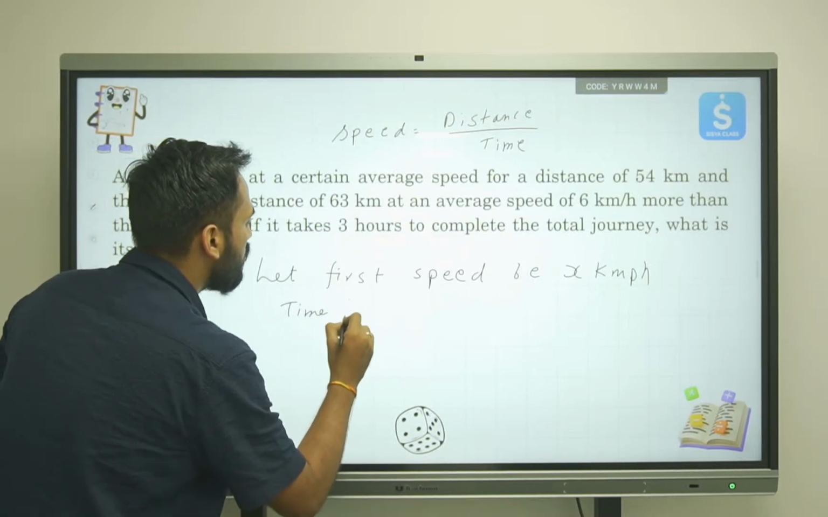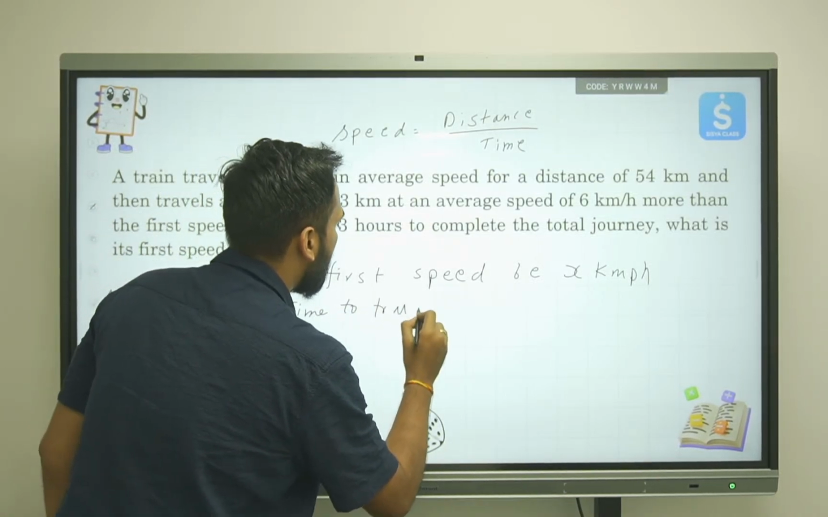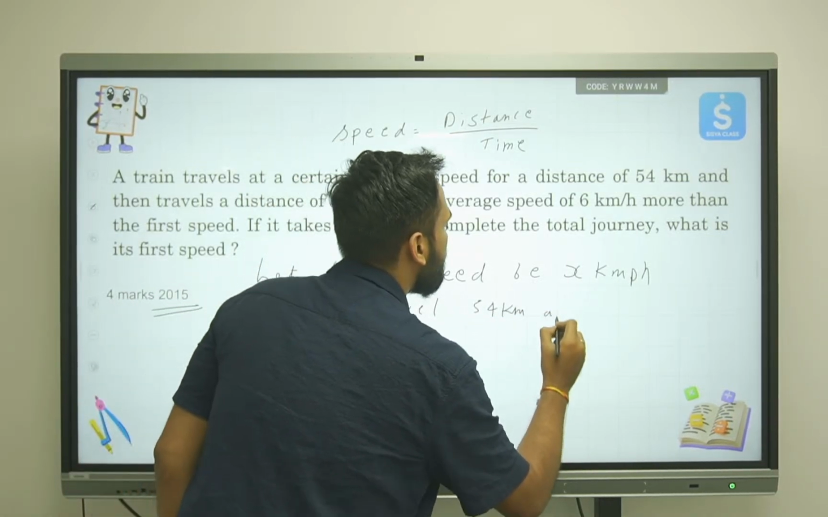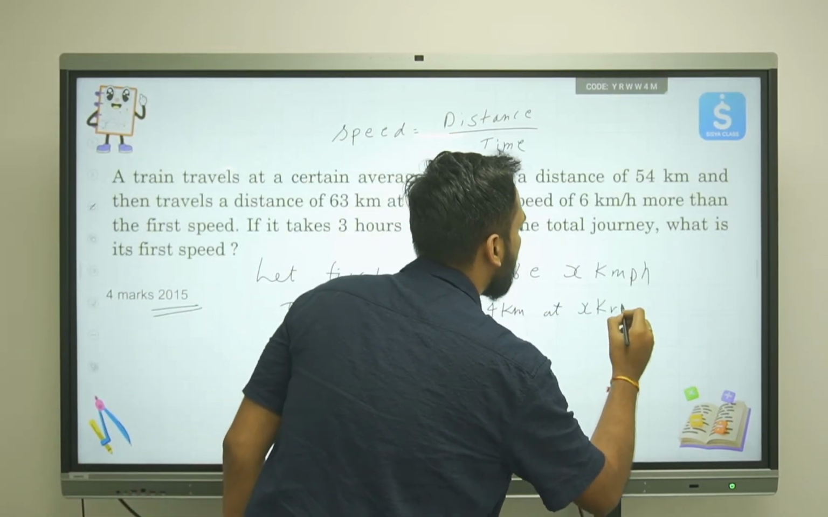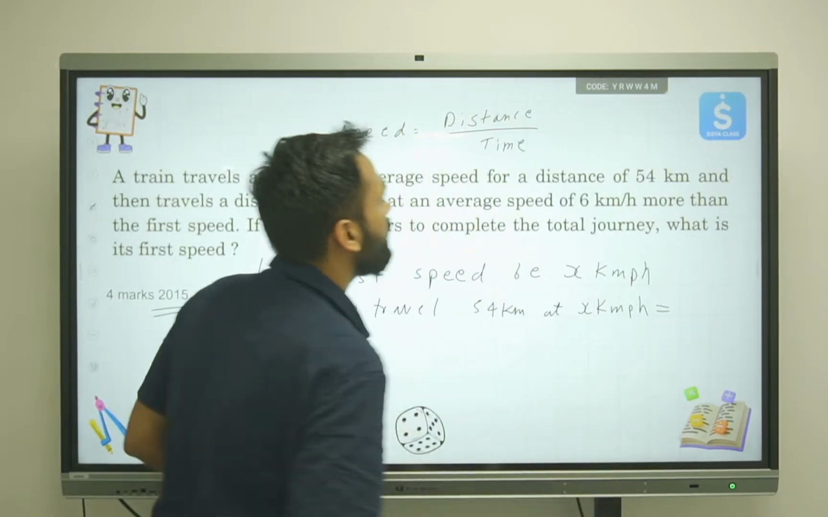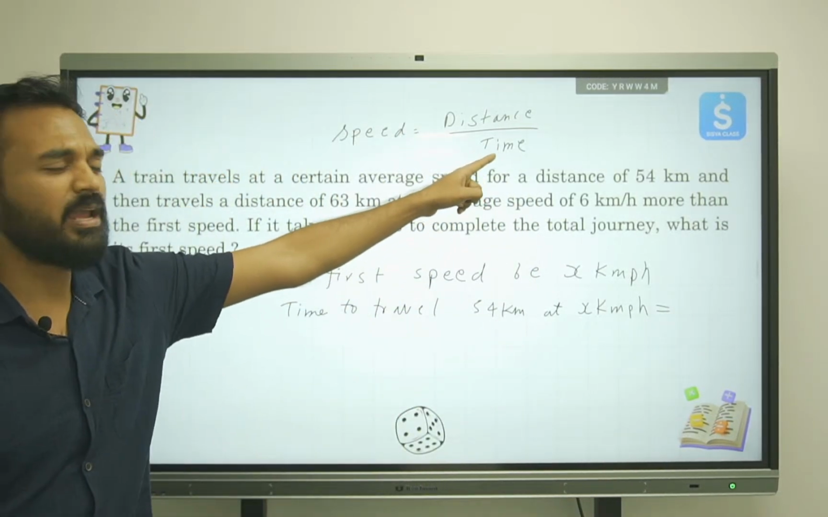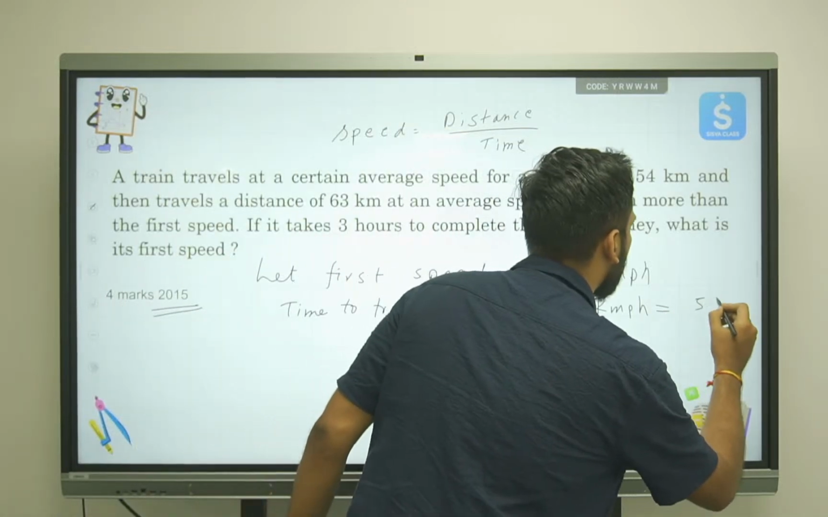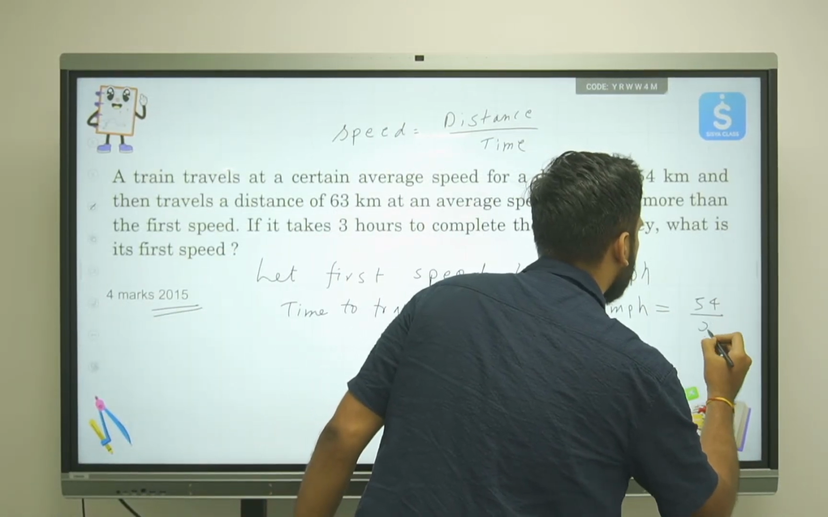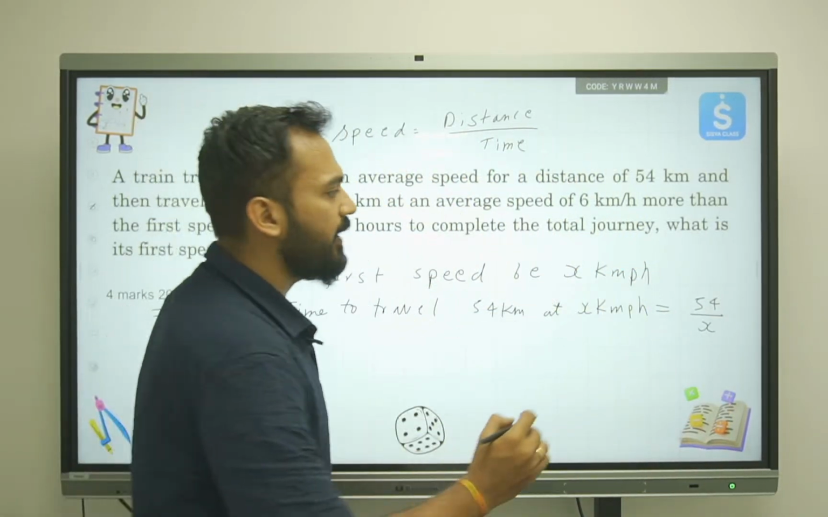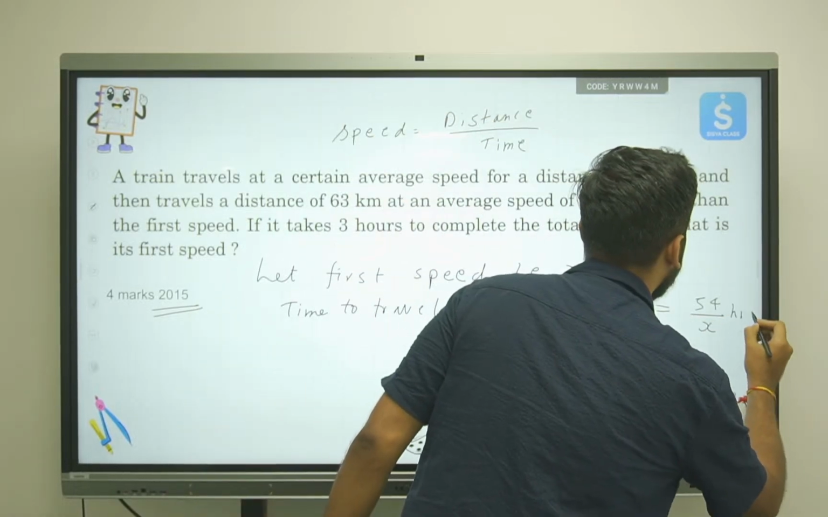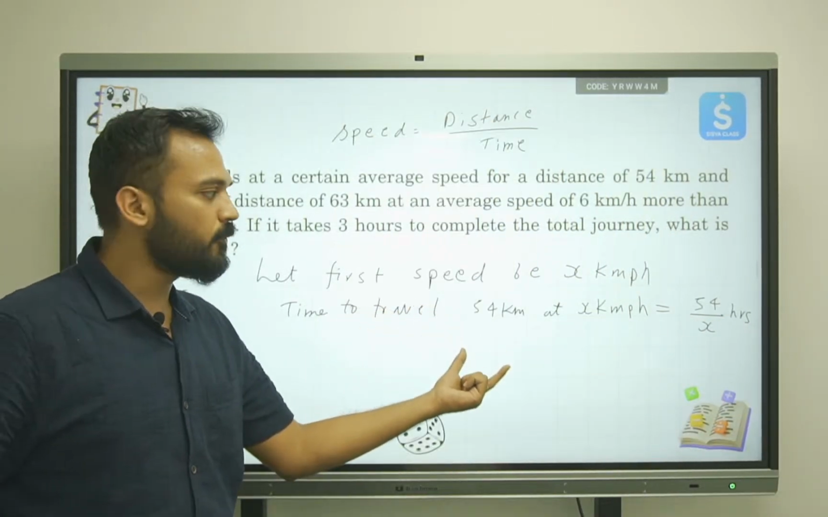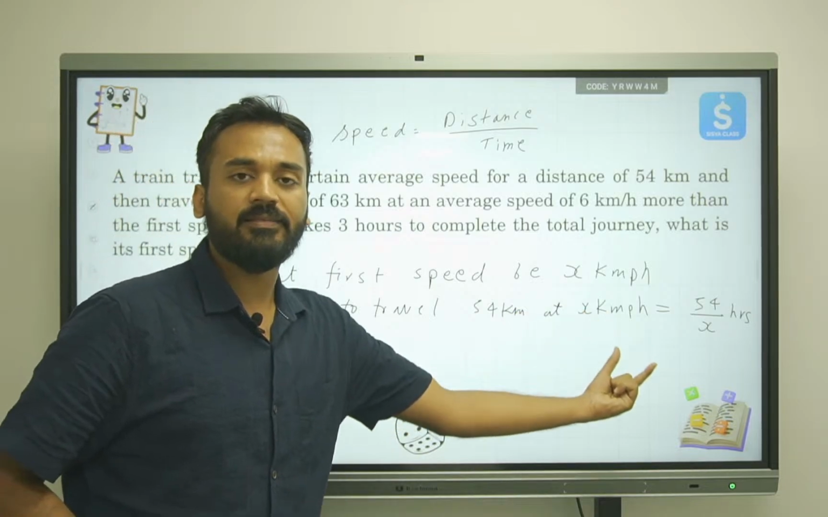Time to travel 54 kilometers at x kilometers per hour. What is the relation for time? Time will be distance divided by speed. The distance is 54 and the speed is x, so it is 54 by x hours. 54 by x hours it will take for the train to travel 54 kilometers at x kilometers per hour.